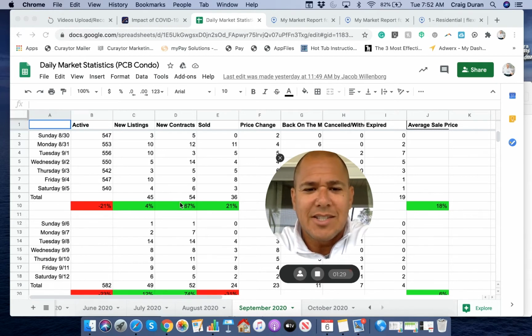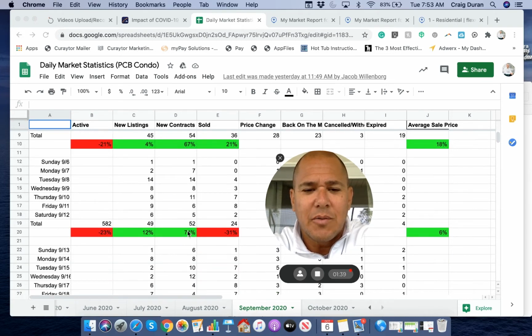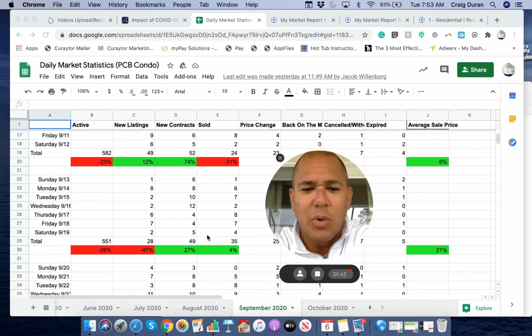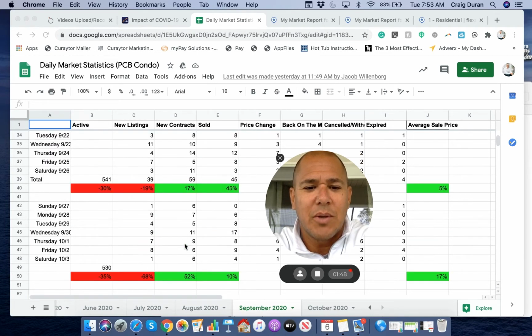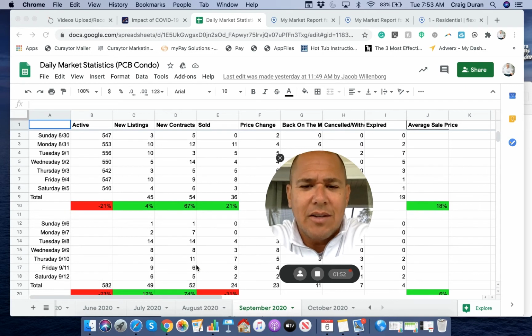Look, 67% more contracts were written on condominiums in this week than they were the same week last year. The following week, 74% more contracts written, 27% more the following week, 17% more the following week, 52% more the following week. And again, I've said this a lot recently.